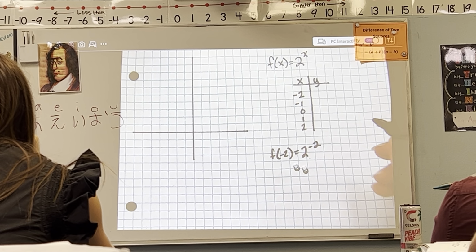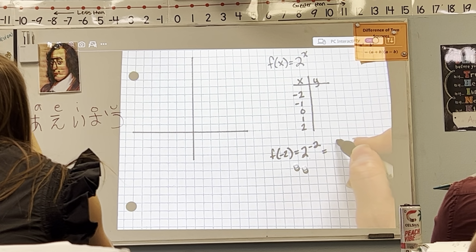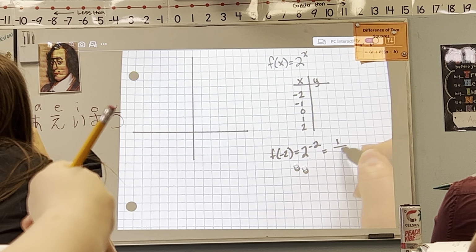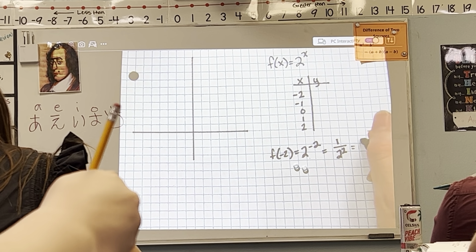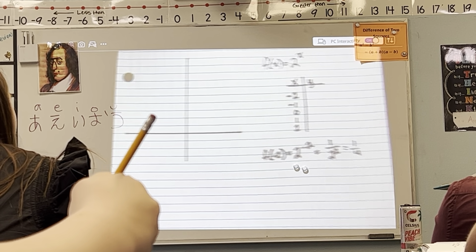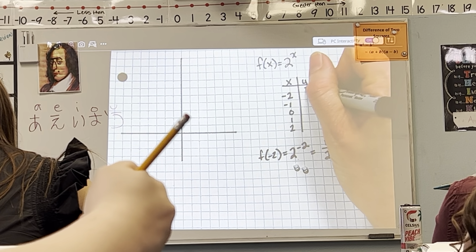Flip the whole thing. So what would it be, Anna? It would be 1/2 squared. Good. 1/2 squared, which then becomes 1/4. Why is it a fraction now? Because the negative exponent flips it over.